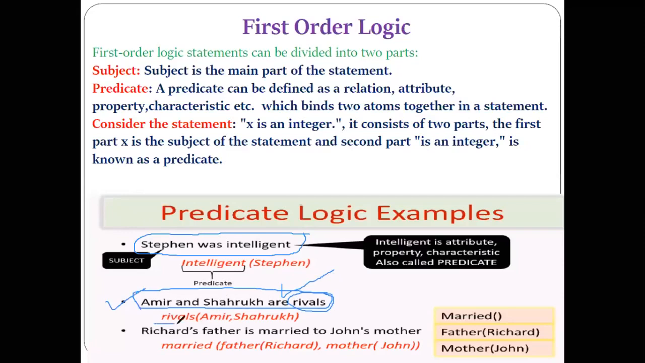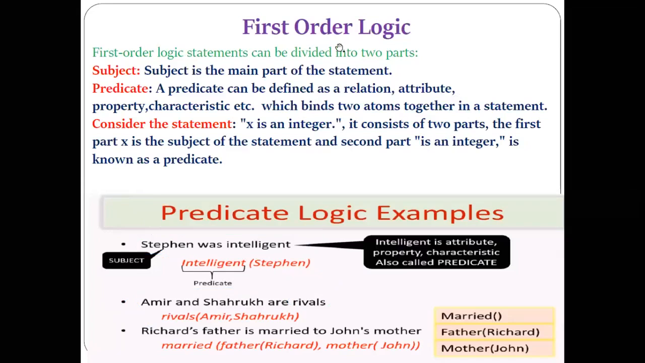So we write the predicate first, correct? Then you have to write the subjects, like Amir, comma, Shahrukh. Now how will we read this logic? Amir and Shahrukh are the rivals. In this way, you can read this. Got the point? Let's see a more complex sentence.